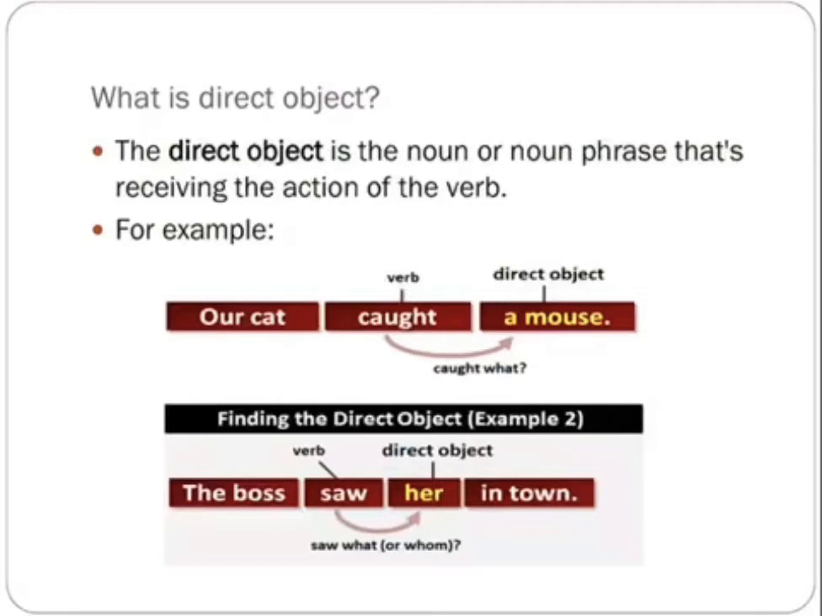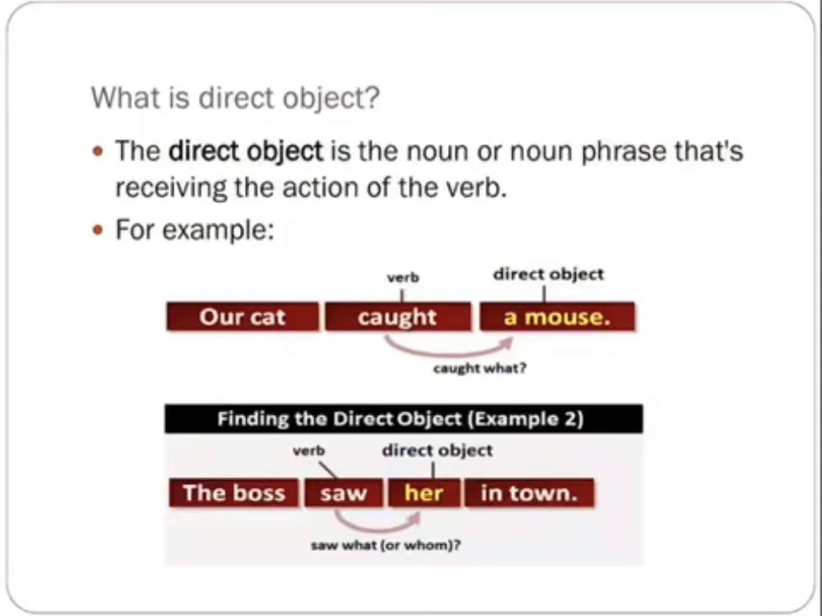So students, what are objects? There are two types of objects. The one is direct object and the second one is indirect object. So first let's discuss. Object is something on which the action is performed, that receives the action of the person. So it is not necessary that all sentences must have an object. Some sentences do not have an object.